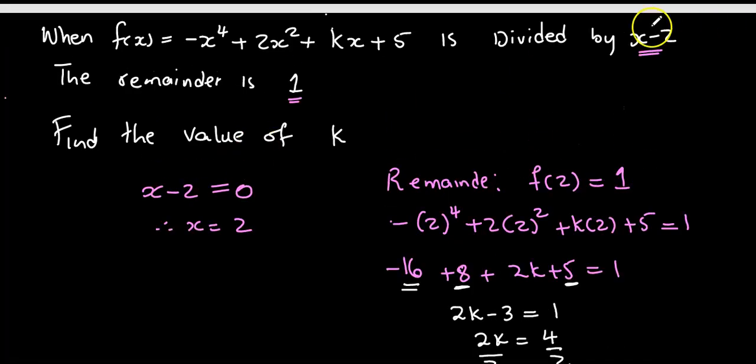First thing first, you take whatever we are dividing by, we equate it to 0 and solve for x. How do we find the remainder? We substitute that x in the original equation, but now the remainder was given, so f at 2 we equate to 1. Then we solve. And that's it for this problem. This is how you find the value of k.